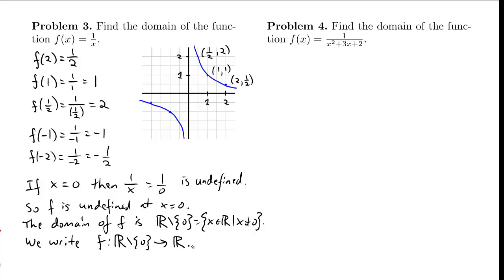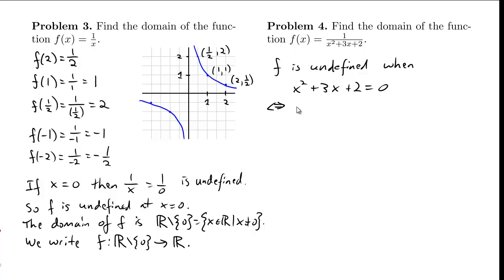Our last problem on this topic asks us to find the domain of this rational function. A rational function is simply a polynomial divided by another polynomial. Here we have 1 on top, and x squared plus 3x plus 2 in the denominator. We can find the domain of f without drawing a picture. Fractions aren't defined when their denominators are 0. So f is undefined when x squared plus 3x plus 2 is equal to 0.